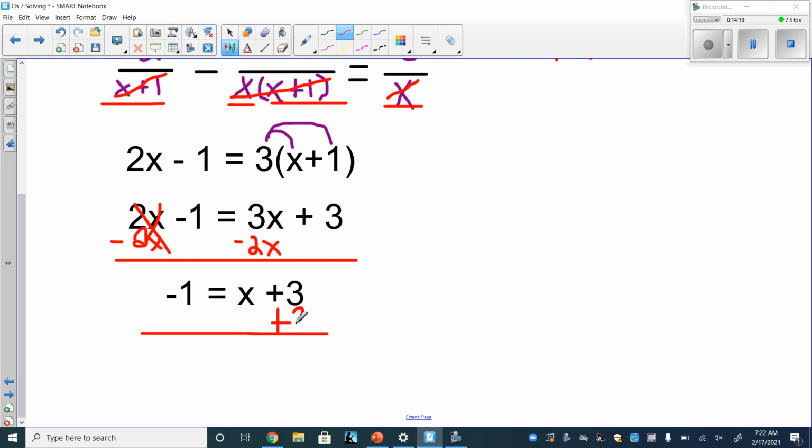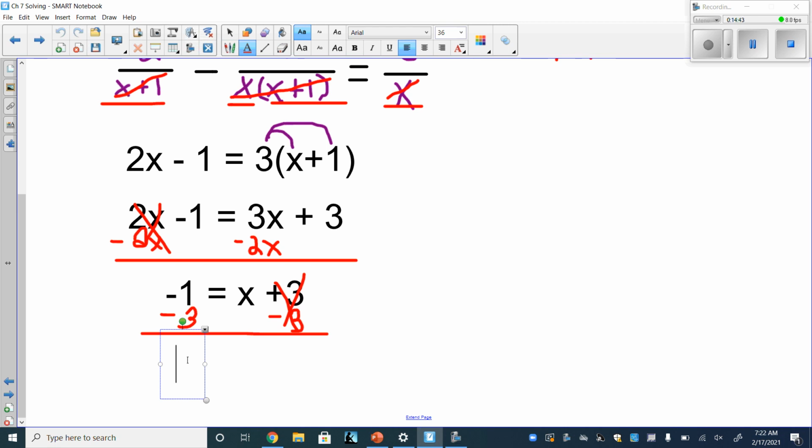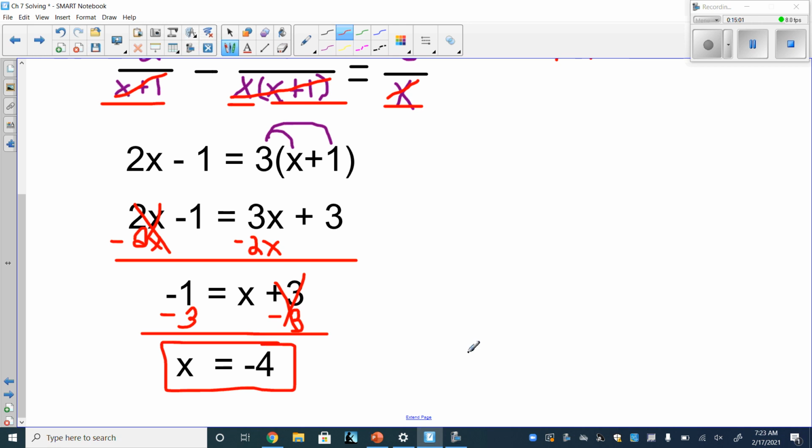So what I can do is subtract 3 from both sides, because since 3 is positive, we need to subtract it, not add it. So 3 minus 3 would give us 0. If we added it, it would have given us 6, so that doesn't work. So 3 minus 3 would give us 0. Negative 1 minus 3 would be negative 4. So we find that the value of x is -4 when we solve for this here.